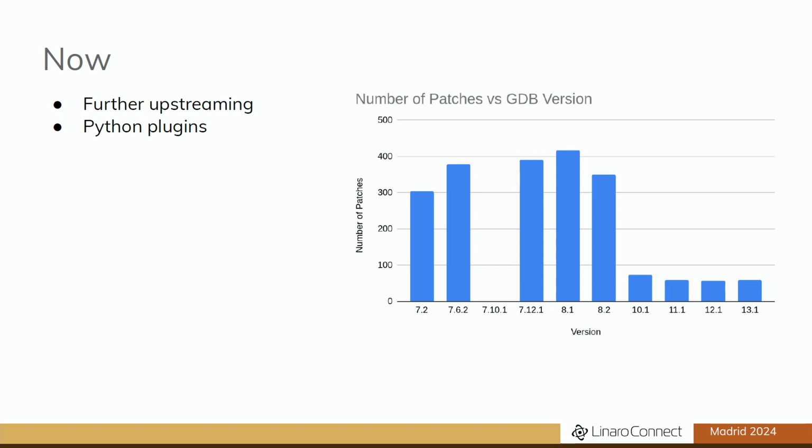So this graph is a representation of where we are today. We're in a much better place with GDB 13. We've been able to reduce our patch set down to about 50 or so from 400, using upstream as a starting point. And we've also done some pay down by converting some of the code to Python plugins as well. So we have a few other methods other than upstreaming for getting rid of our patches when it doesn't make sense to upstream them.